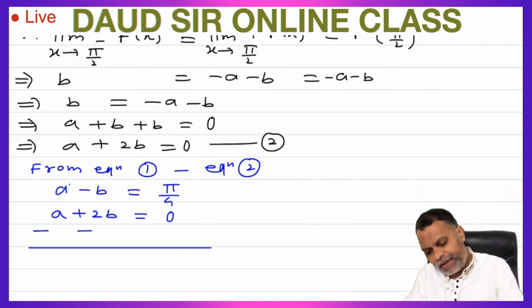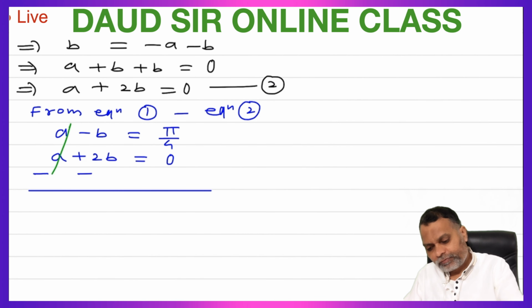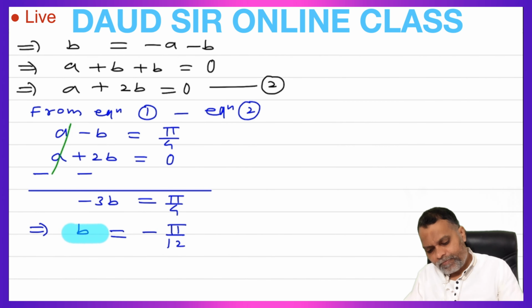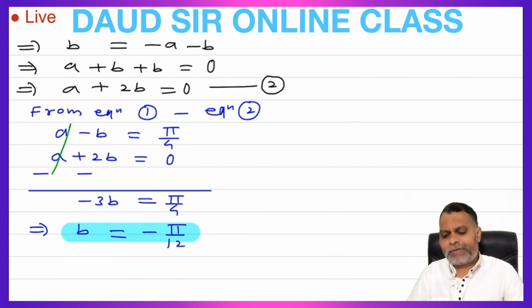So positive a and negative a get cancelled. Minus b minus 2b, minus 3b is equal to pi by 4. So b is equal to minus pi by 12.